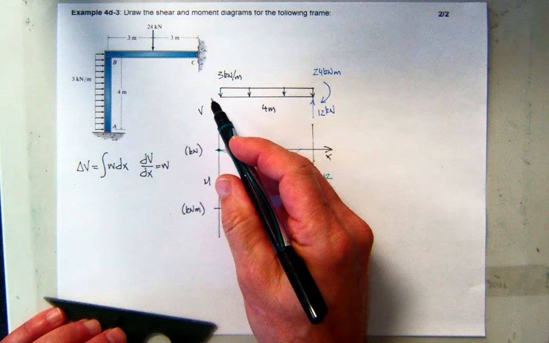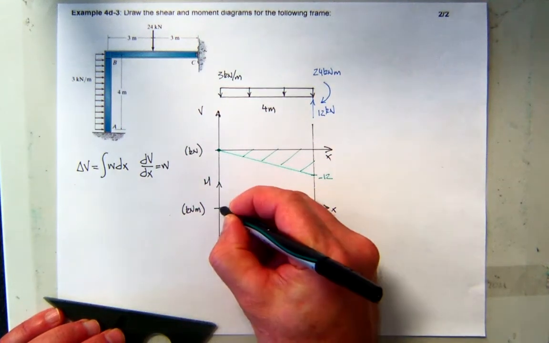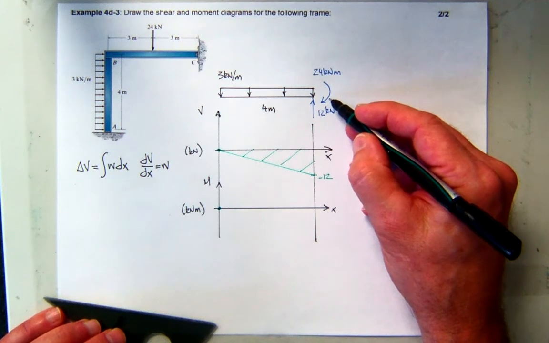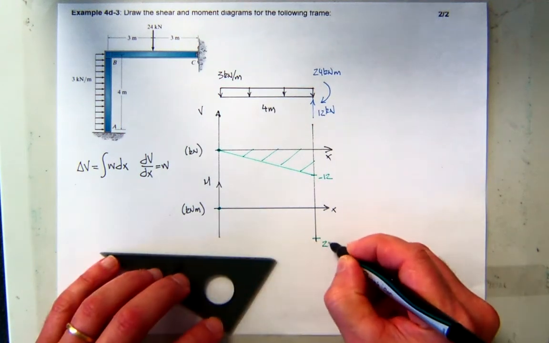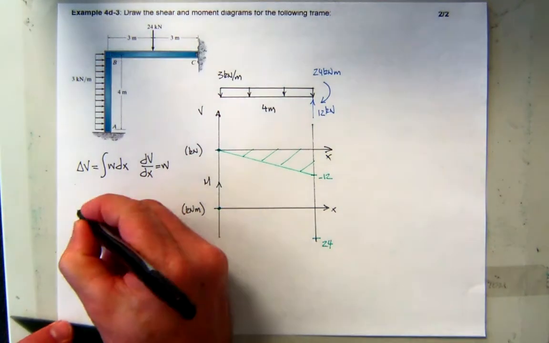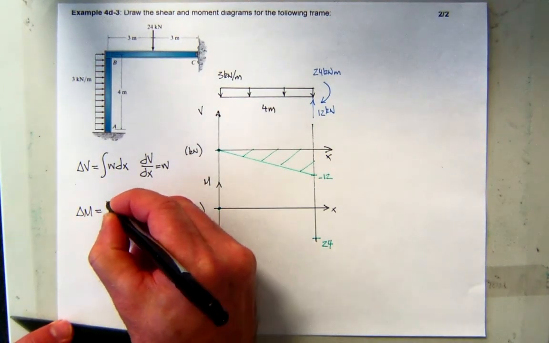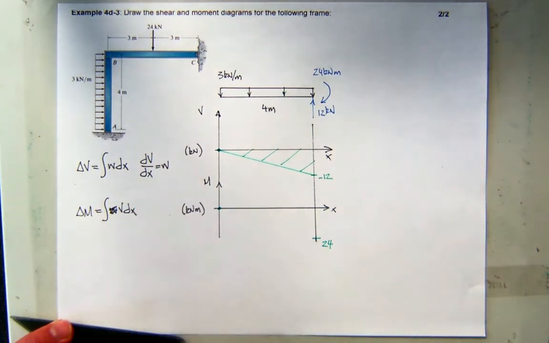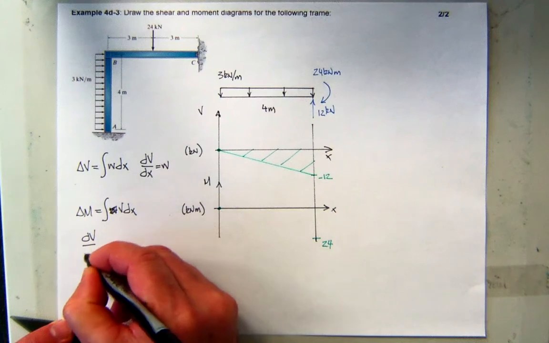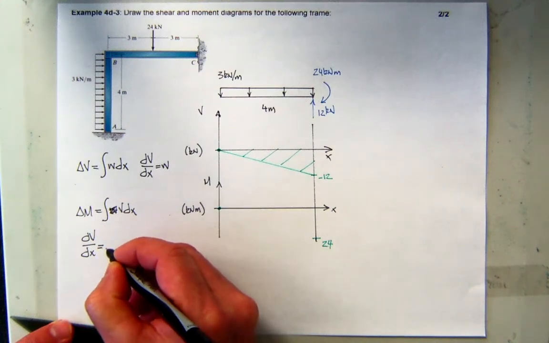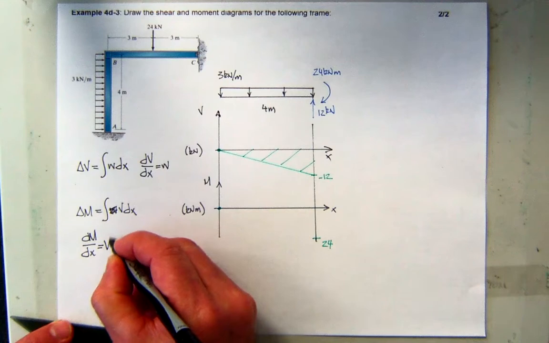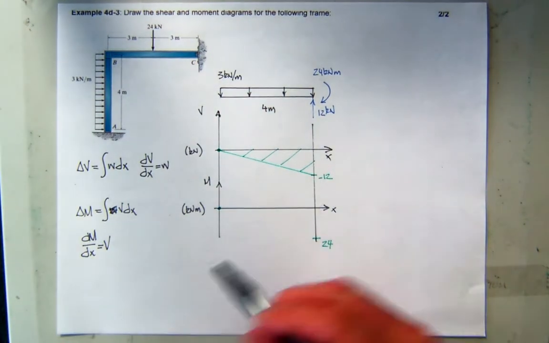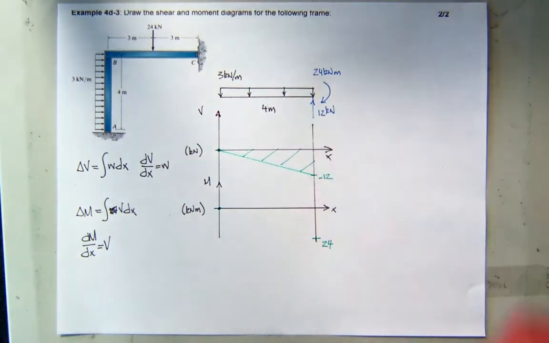What is the bending moment at A? 0. What is the bending moment at B? Negative 24, right? And we know that the change in moment is the area under the shear, not the W, the shear diagram, and that the slope of the moment diagram is the shear. So what is the area of the shear diagram? 24. Yeah, it's a triangle, so 1/2 base 4 times height.